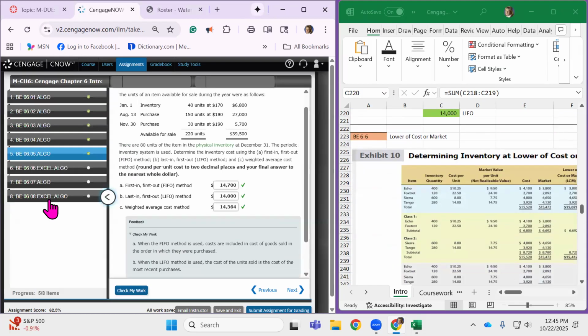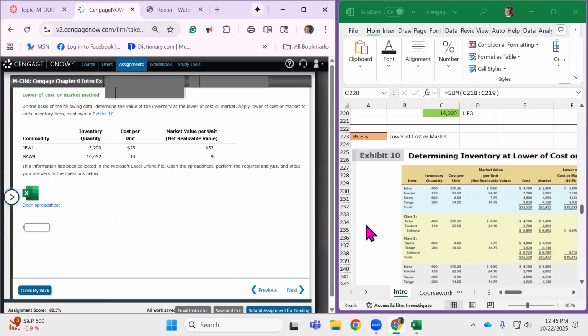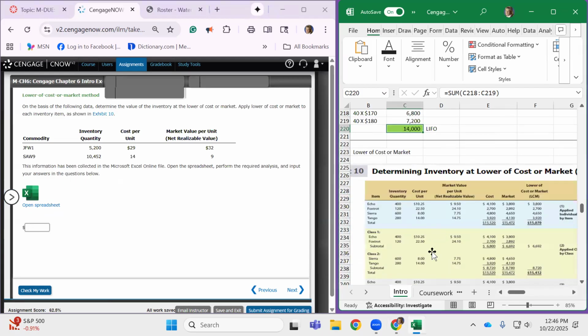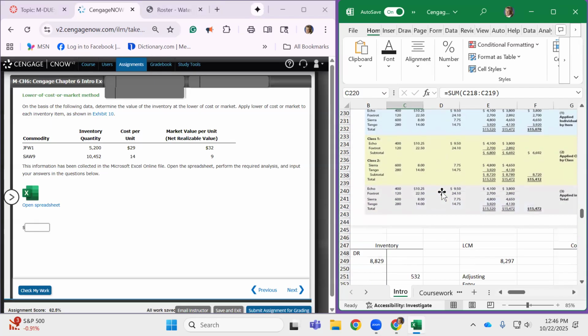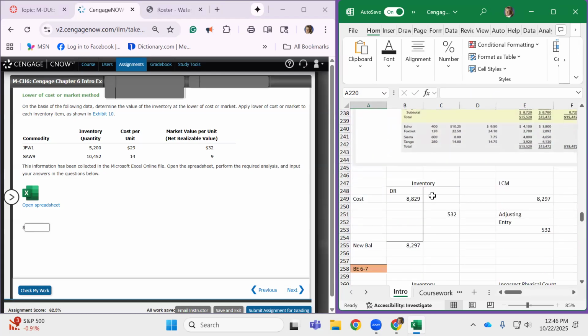This next one is not too bad. It's called lower of cost or market. Okay? Lower of cost or market. So this is just an example of how it's done. Sometimes if you go out to the market, you'll find out that your inventory is overvalued. Sometimes inventory becomes overvalued because technology brings the price down. Okay. We've got two items here in inventory. So we're going to use lower of cost or market.